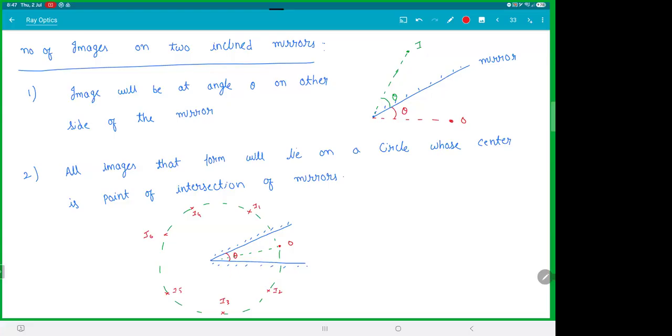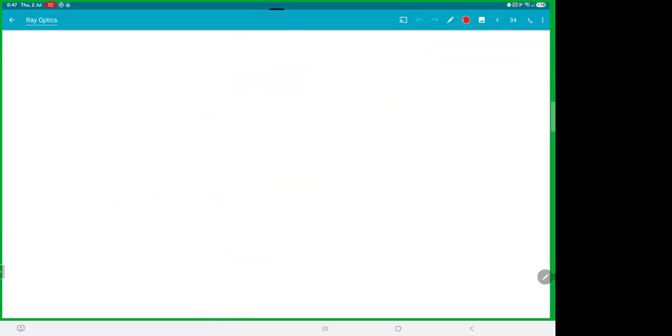And how many images will form? If all are forming on a circle, you can clearly see each one will form a sector kind of thing, and each sector has angle theta. So 360 by theta is the total number of sectors. In that, there is one object. So 360 by theta minus 1. So that is how we get a formula there. Let me write down that also, and then we'll try to see what is the location of these images.